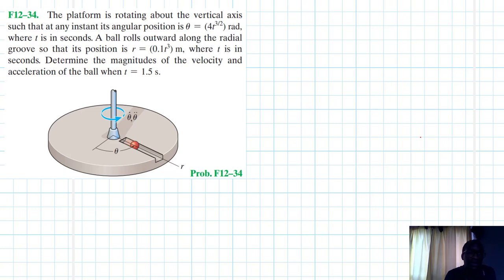So we are being asked to find the velocity and acceleration, in fact the magnitudes, right? So it's a combination of velocity along the groove as well as along the change of direction. Okay, so even in this particular problem we are going to use the polar coordinates.